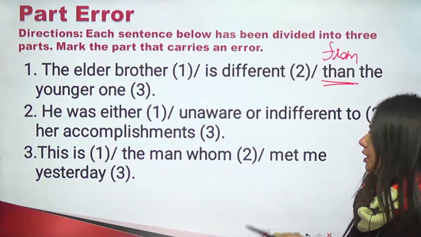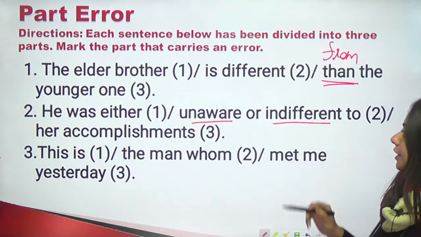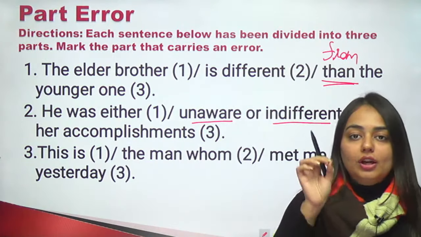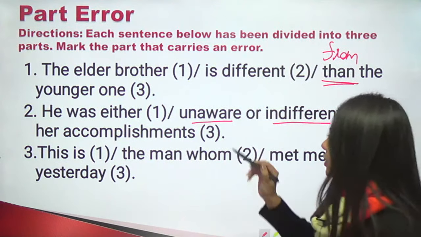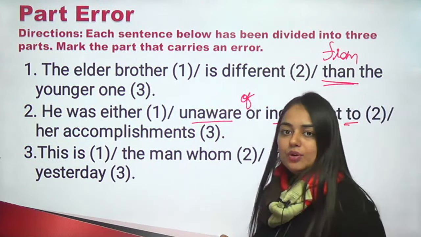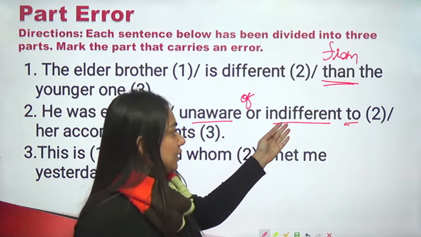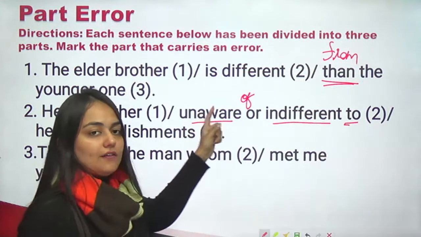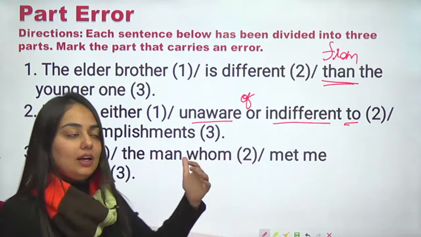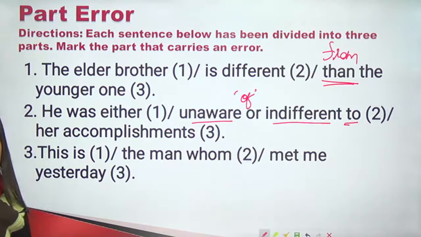Here the error is, we know that they are using two words, unaware and indifferent. But do we ever use unaware without "of"? Shouldn't the right preposition with unaware be "of"? It's always "unaware of". Do we ever say "unaware to"? You have to understand that with certain words only certain kinds of prepositions can be used. Just as we use "indifferent to", we use "unaware of". These are conventional usages. Yes, errors can be in such minor things also. So the part with the error is the second part.